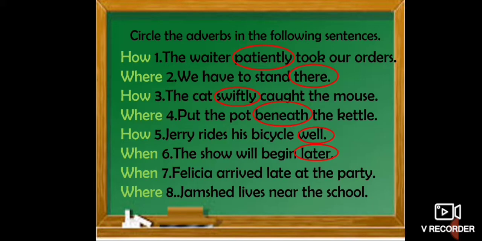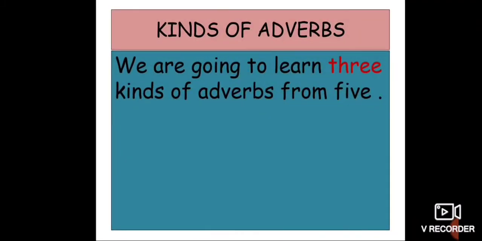Felicia arrived late at the party. Now when did Felicia arrive? Late at the party. Look at the last sentence. Jamshed lives near the school. What is the action here? Verb lives. Now, where does Jamshed live? Near the school. So, children, these are adverbs, words that tell you more about the verb.